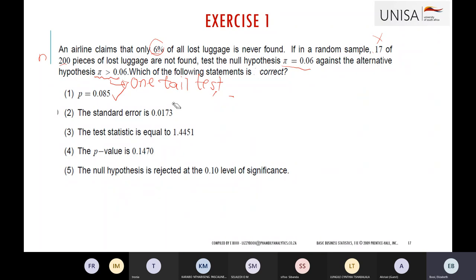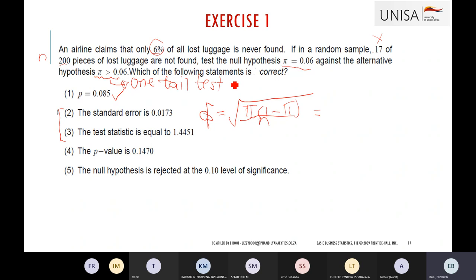The question says we need to find the incorrect one, but we can check all of them. These two are related, because statement number three says we need to find the test statistic, and statement number two says we need to find the standard error. Since we're doing it for the proportion, we can calculate the standard error, which will be the square root of the population proportion times 1 minus the population proportion, divided by n. So substitute the values.